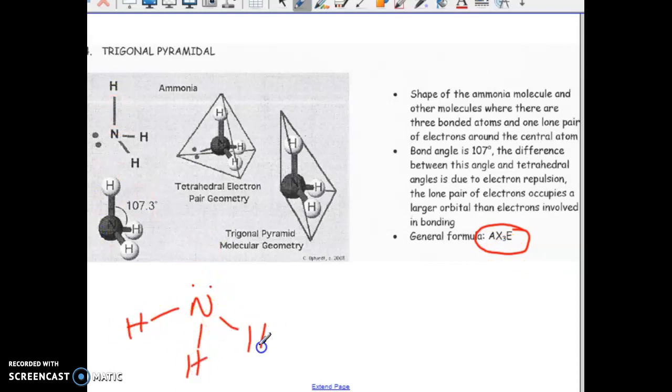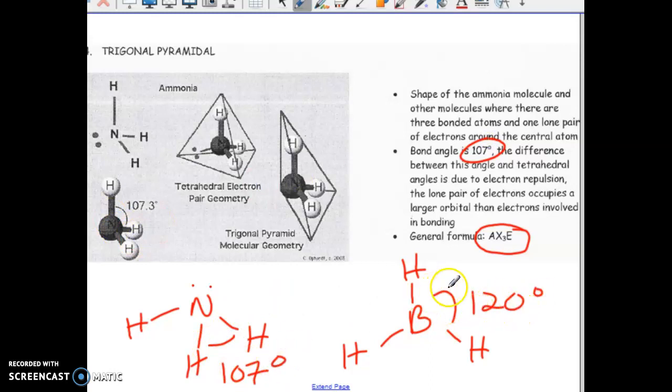So ammonia is our classic example, just to compare. Lone pairs of electrons actually occupy more space than bonding electrons do. For example, our boron here, and I know you don't need to know this bond angle, but I'm just going to use this as a comparison.